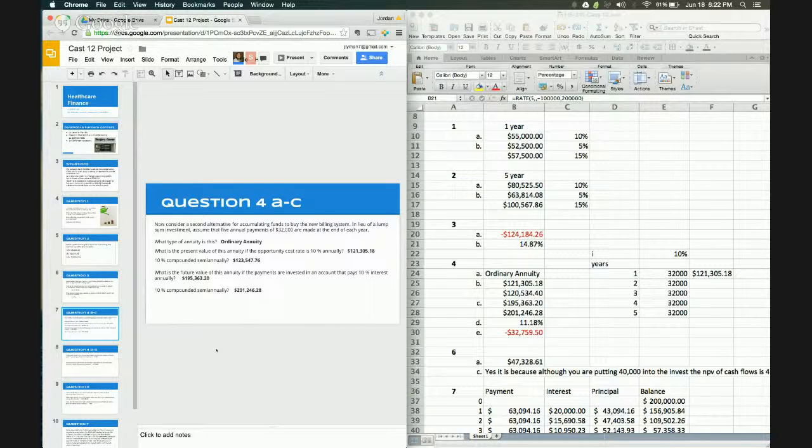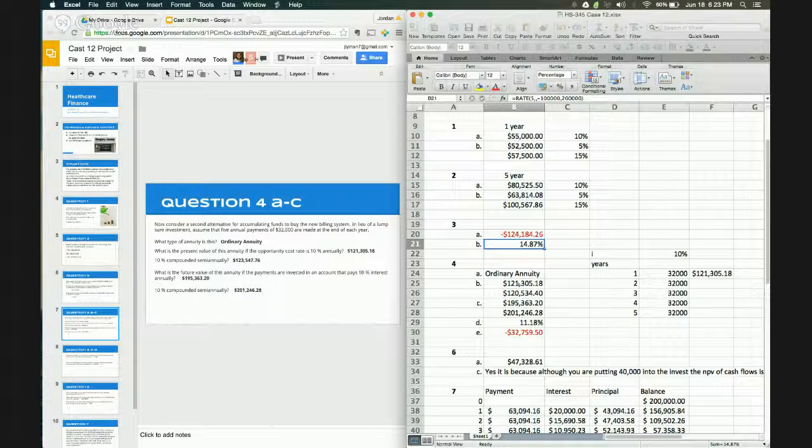So that's the reason why it'd be ordinary, because ordinary annuities just come at the end of each year rather than the beginning. So part B now asks us, what is the present value of this annuity if the opportunity cost rate is 10% annually? So if we go over to Excel, we'll take a look at what we have here. Due to the fact that there are cash flows coming in, we're going to be using the net present value to see what is the present value of the annuity.